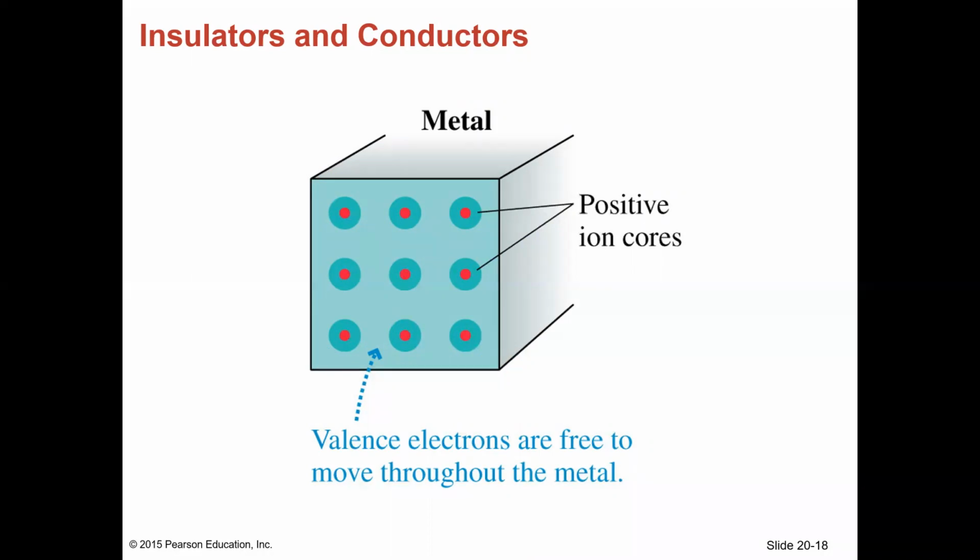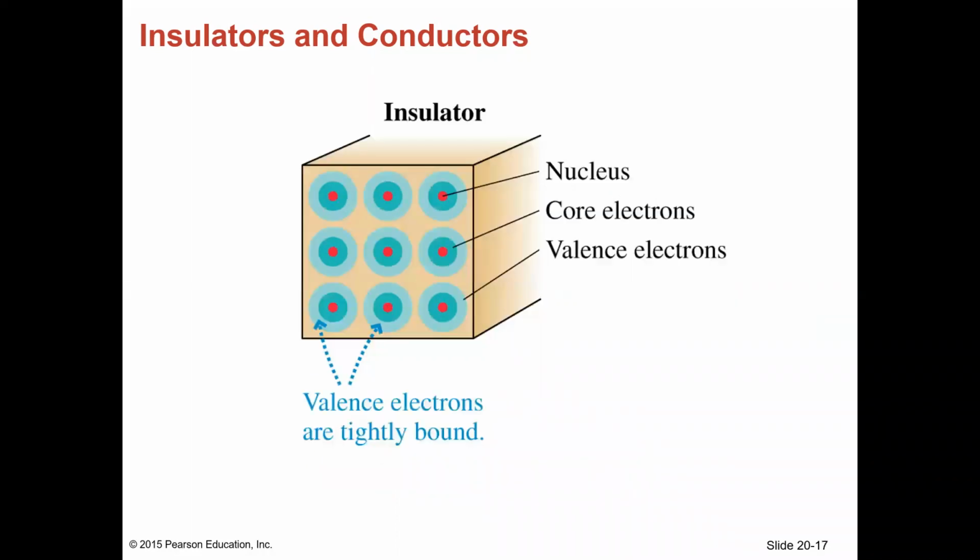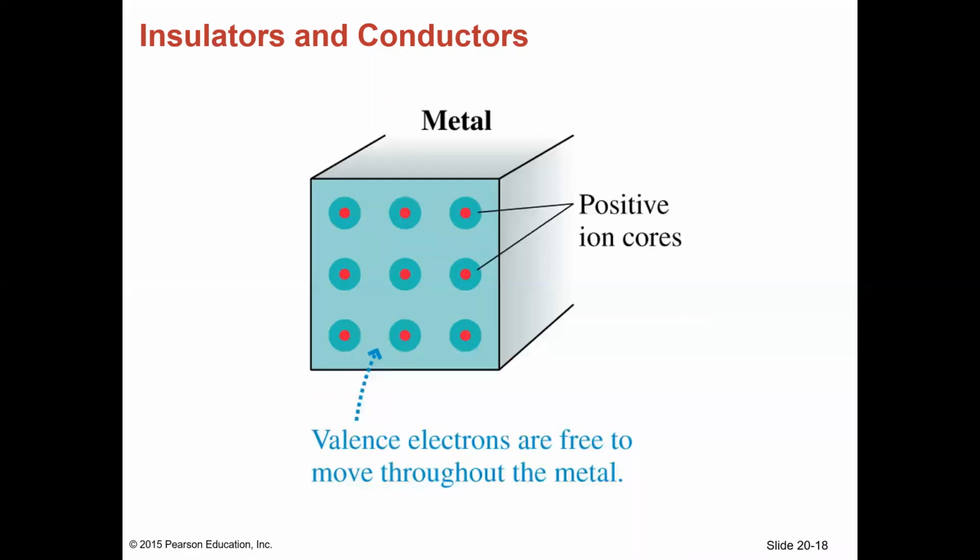That's why metals are a good conductor of both heat and electricity, because electrons can transfer the energy or charge. Whereas in insulator, electrons cannot transfer the energy or the charge. So it's a bad conductor of both electricity and heat.